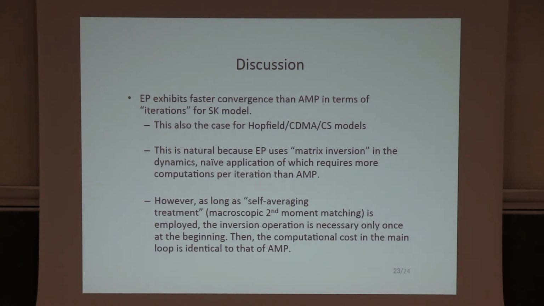And expectation propagation exhibits faster convergence than AMP in terms of iterations for the SK model. This was also the case for the Hopfield model, CDMA and compressed sensing models. But this is natural because expectation propagation uses matrix inversion in the dynamics, as a naive application, which requires more computation per iteration than AMP. So we pay a lot of cost so that we can enjoy the faster convergence. But as long as the self-averaging treatment, the macroscopic second moment matching, is employed, the inversion operation is necessary only once at the beginning, okay? Then the computational cost in the main loop is identical to that of AMP.